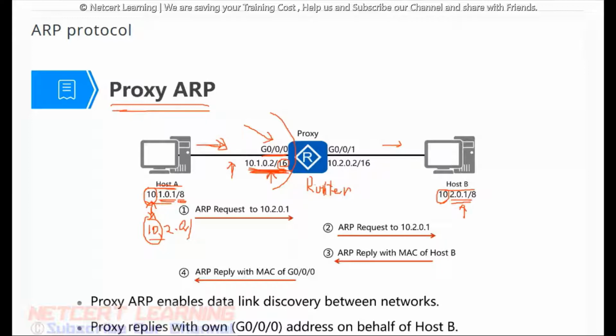So the router will find the ARP in itself. Of course, if it does not have it, then the router will relay the ARP to this network. This is the first step: host A sends an ARP in this network, and then the router relays it. Of course, by default, the router will not relay it, it will just drop it.